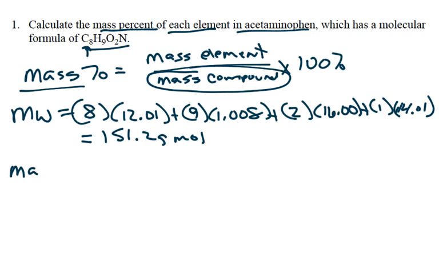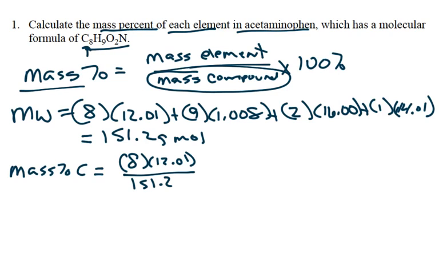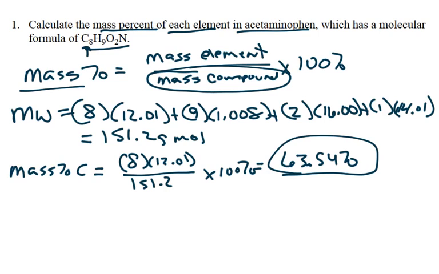So the mass percent of carbon equals mass of carbon over the total. So it's 8 times 12.01 over 151.2 times 100% equals 63.54%. That's for carbon. You do that for each element.